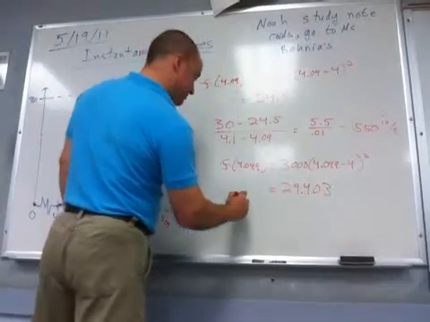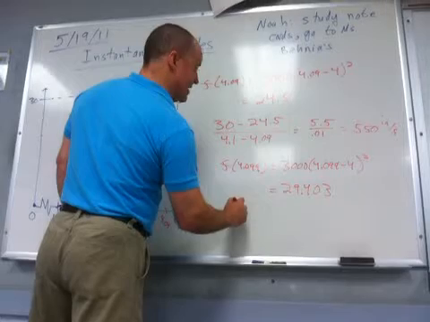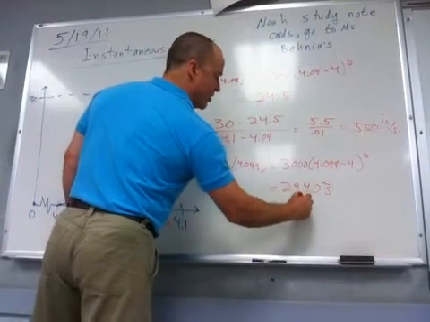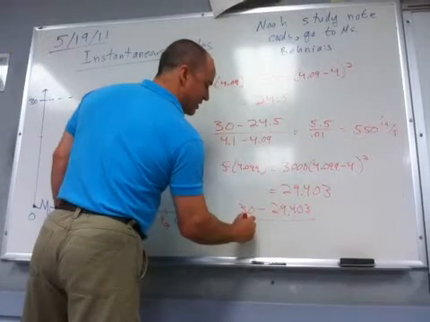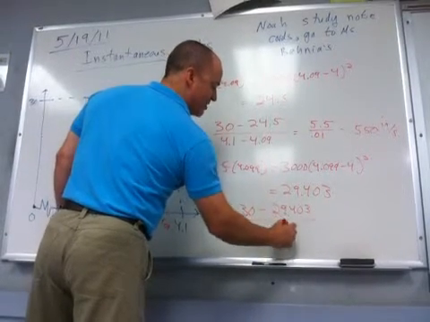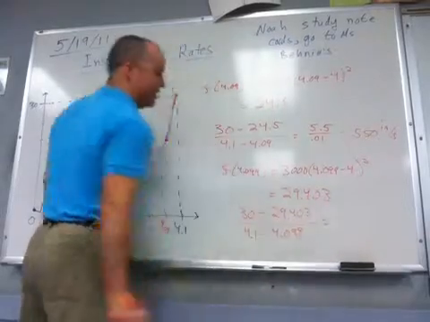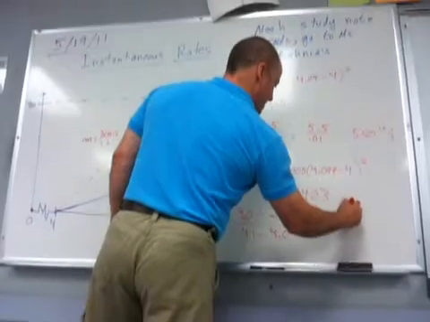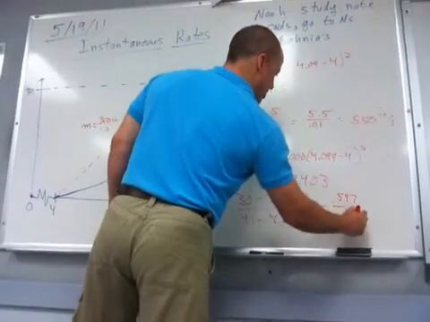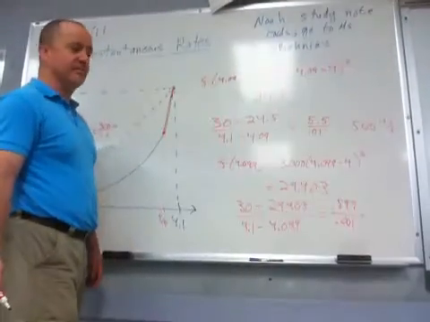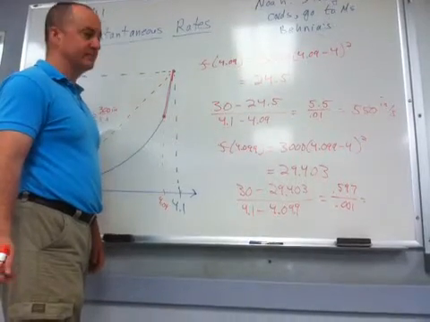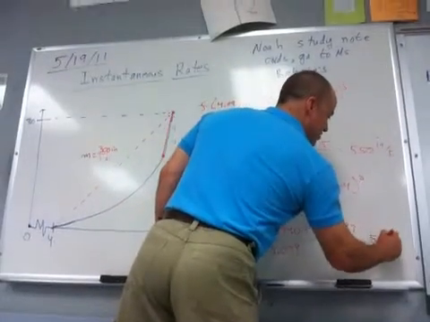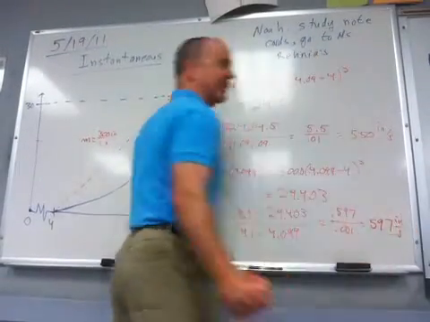But I'll tell you something about that in a sec. Now d2 minus d1 is 30 minus 29.403 over 4.1 minus 4.099. What's that slope going to give me? 0.597 over 0.001, right? So that's 597 inches per second.